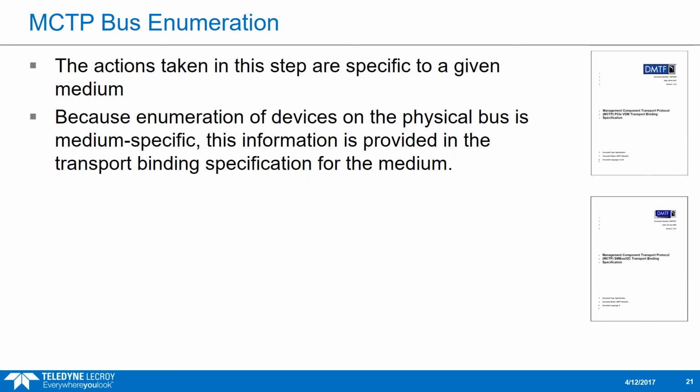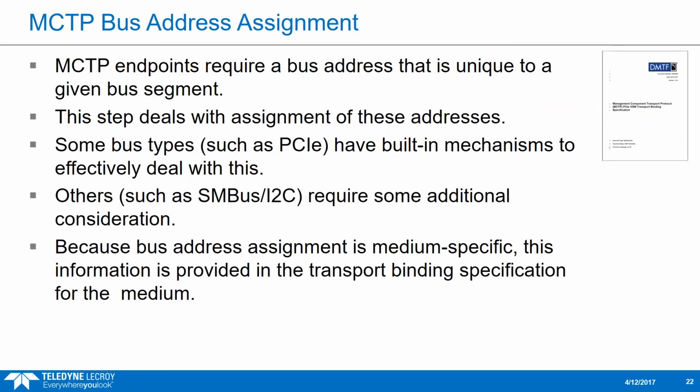So bus enumeration, as I mentioned before, is dependent on the physical medium that's being used. So that medium could be PCI Express or it could be SMBus. The enumeration of the devices on the physical bus is dependent on that particular technology, and the information on that is provided in the binding specification. So you can see on the right we have the MCTP base specification, and we have the MCTP PCIe VDM transport binding specification and SMBus I2C transport binding specifications. Those are quite a mouthful of a name for a specification, but these are the independent ones for each of the physical medium.